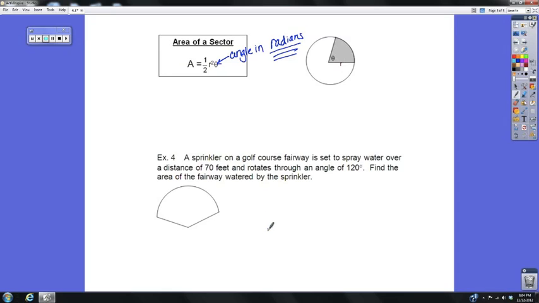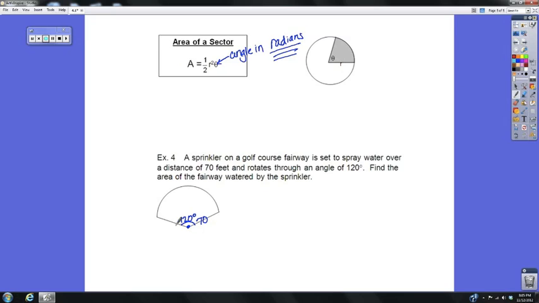Alright, let's see what's happening on number 4. A sprinkler on a golf course fairway is set to spray water over a distance of 70 feet. So here's where your sprinkler is located. It's going to shoot water 70 feet. So that is your radius. It's going to rotate back and forth, through an angle of 120 degrees. So here's your angle, 120 degrees. Find the area of the fairway watered by the sprinkler.